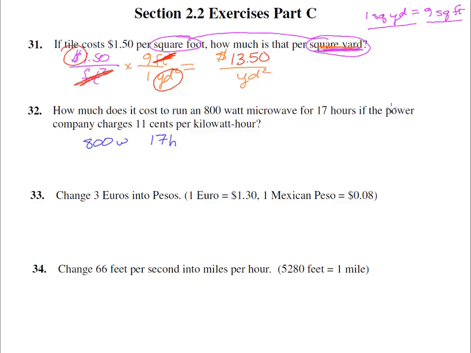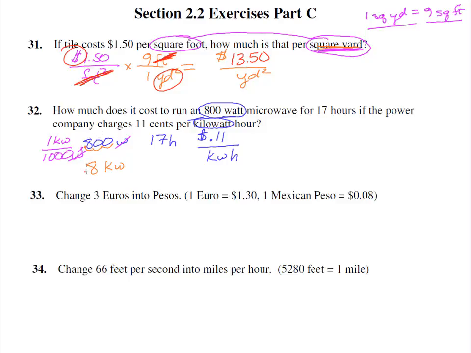Let's put that down. If the power company charges 11 cents, so dollars, 0.11, 11 cents per kilowatt hour. Now notice that the price is in kilowatts, so we've got to change 800 watts to kilowatts. In slow motion, you do the times by, there is 1 kilowatt per 1,000 watts. And when you multiply them, the watts cancel, and you get 800 divided by 1,000, which gives you the total number of kilowatts as 0.8 kilowatts.